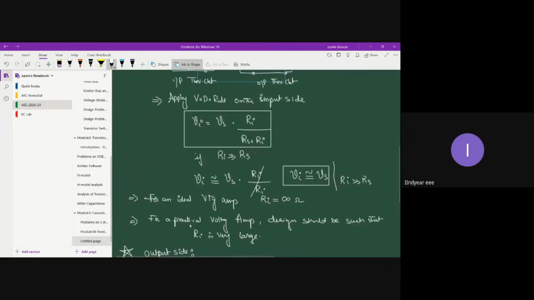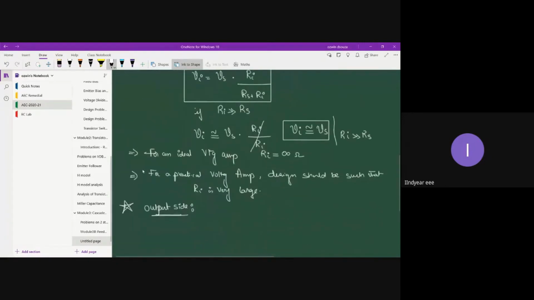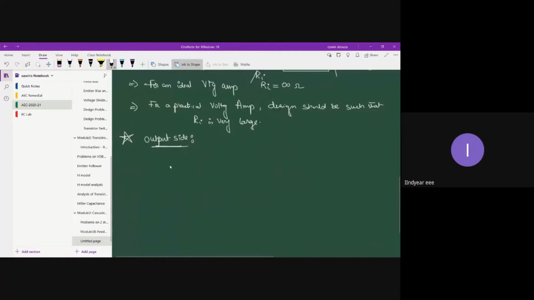Okay, output side. So on the output side, again, we have a Thevenin circuit. So let us apply the voltage divider rule to write an expression for the output.